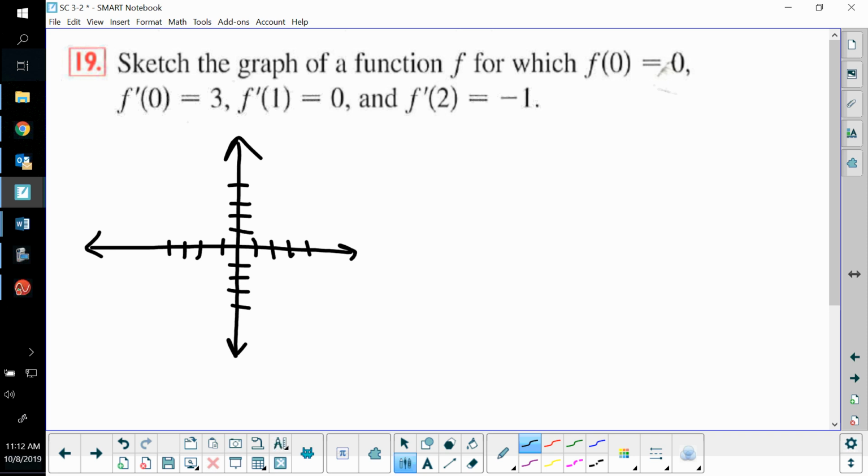So we are given 1 point on our function f, because we're trying to draw the graph of f. The 1 point they're given is here. Well, that's our x, that's our y, so we're given the point (0, 0). So we know (0, 0) is going to be a point on our graph.